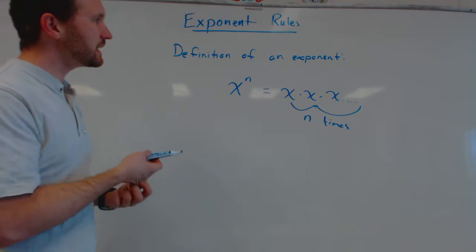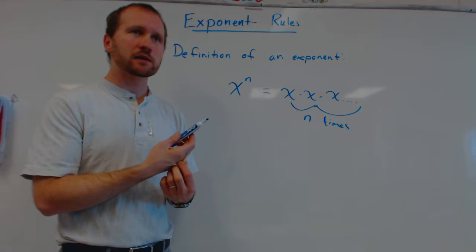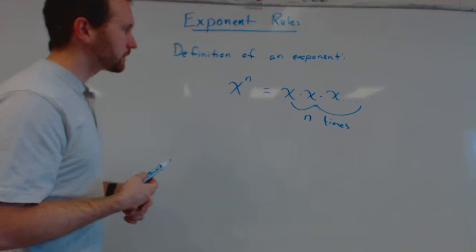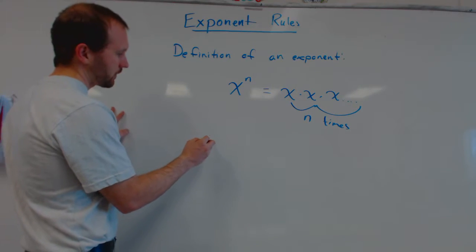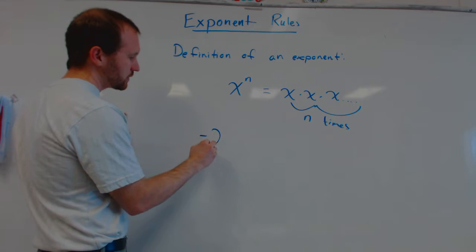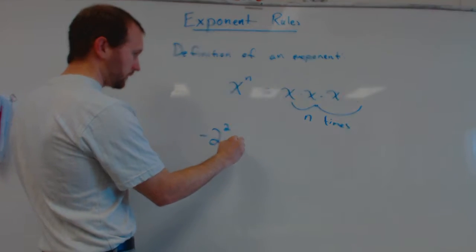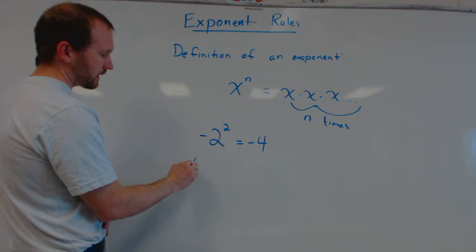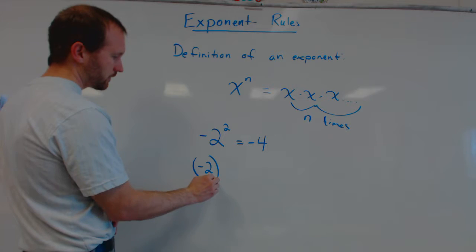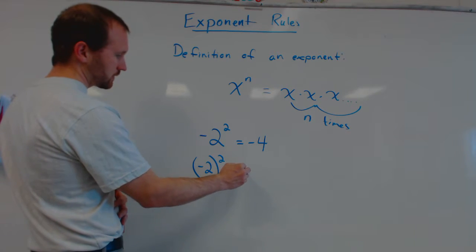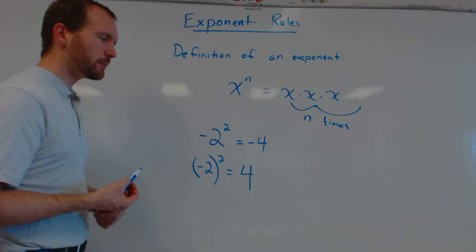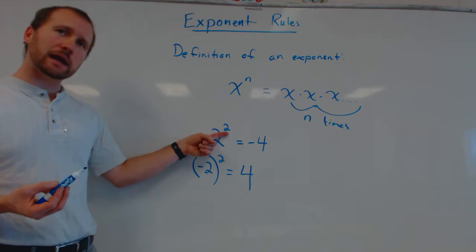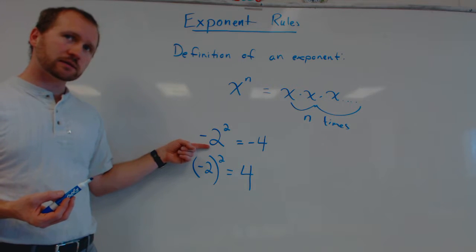Okay, so that's the definition of an exponent. Let's look at a couple things that get a little bit tricky with exponents. The first one is this. If I have negative 2 squared, that equals negative 4. But that's different than this: (negative 2) squared, which equals positive 4. Here's why. The exponent only applies to the number that is its base.